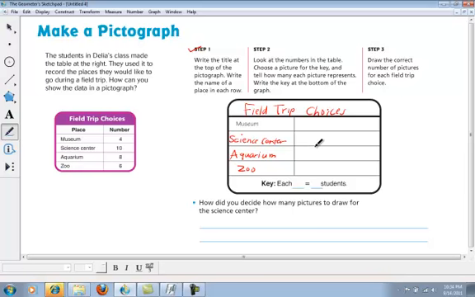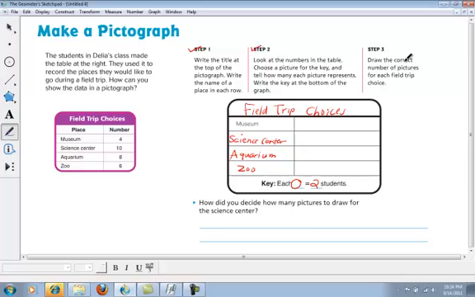Now, I'm not sure I have enough room in here to draw 10 symbols. So what if we make each symbol equal 2 students? All of my numbers are even numbers, so if I count by 2s, I would count 2, 4, 6, 8, 10. So let's say here that each circle represents 2 students. So I've decided on my key, so I'm finished with step 2.